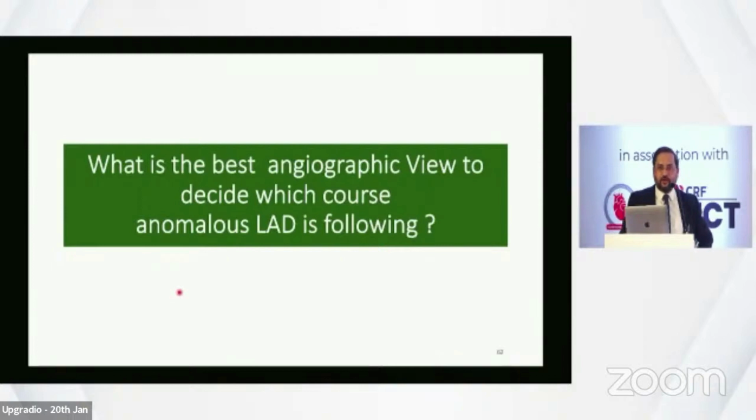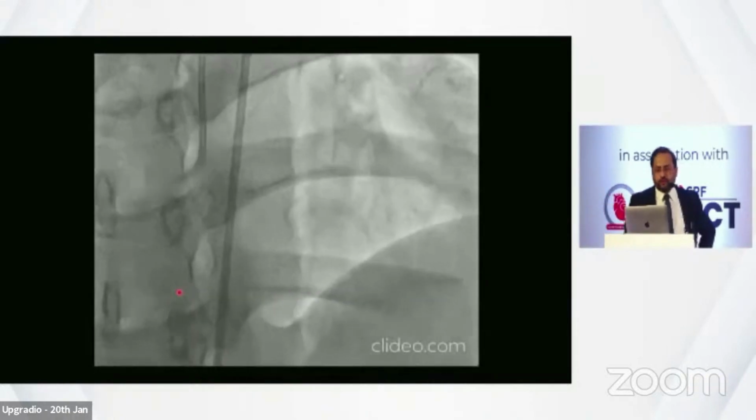RAO. See, you guys know already. So there were only 2 things you have to remember. The coronary arteries will not cross each other, and RAO is the view to fall back on whenever there is a confusion. So what do you see in that RAO view?